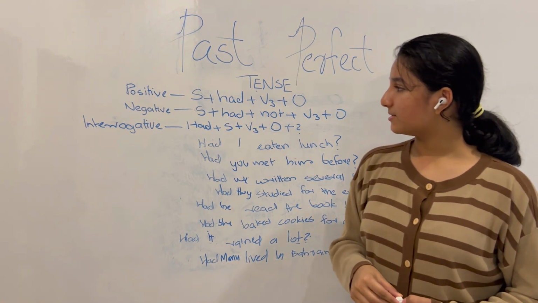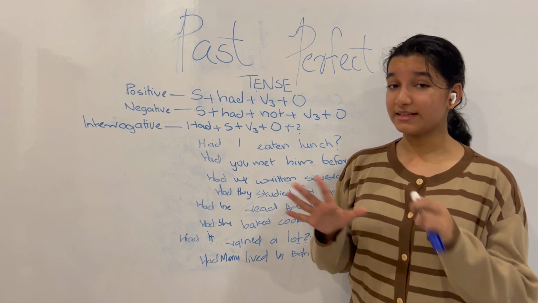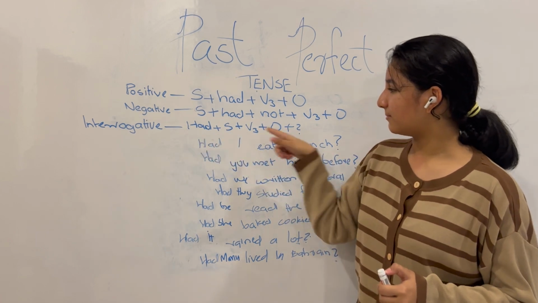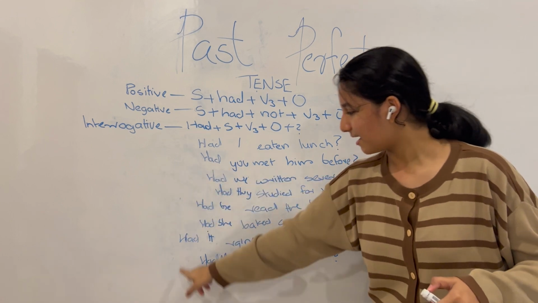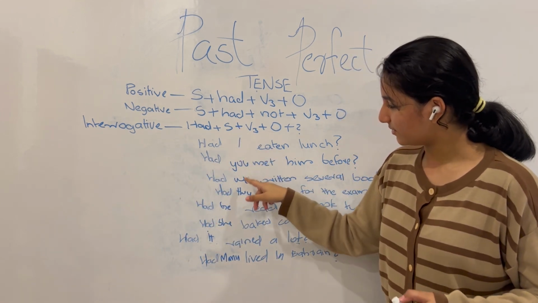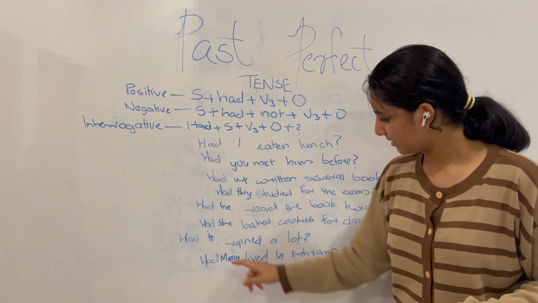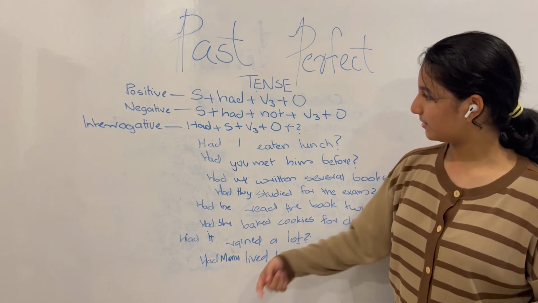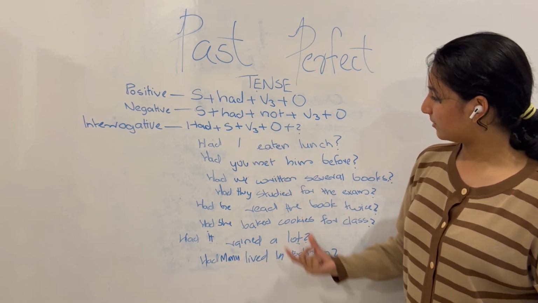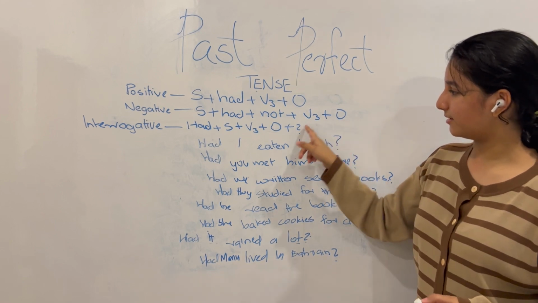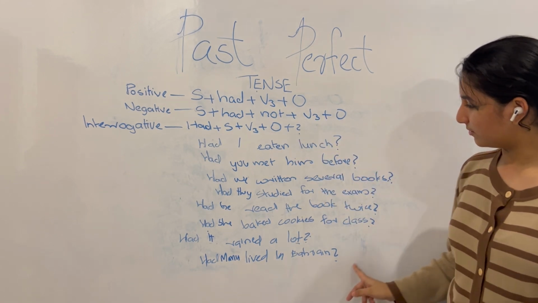So all of these sentences follow this format. We can see there's had here and there's had here. Subject: I, you, we, they, he, she, it, and any name, you have your Manu. And then verb in the third form and object. And of course, importantly, we have the question mark all over here.